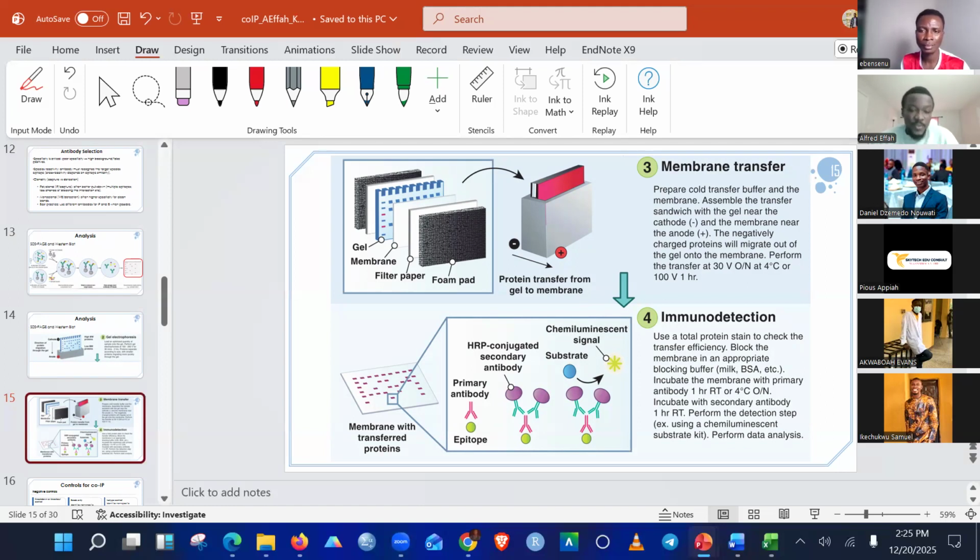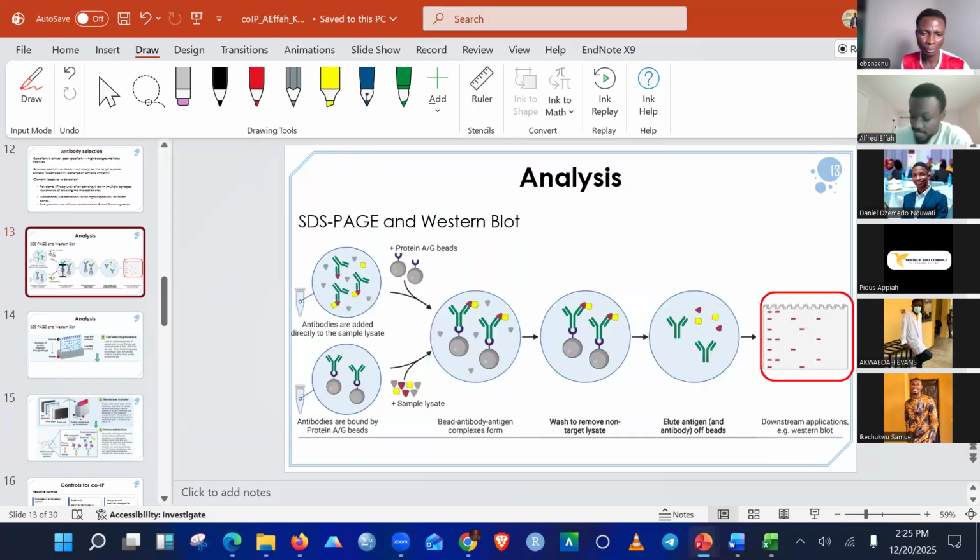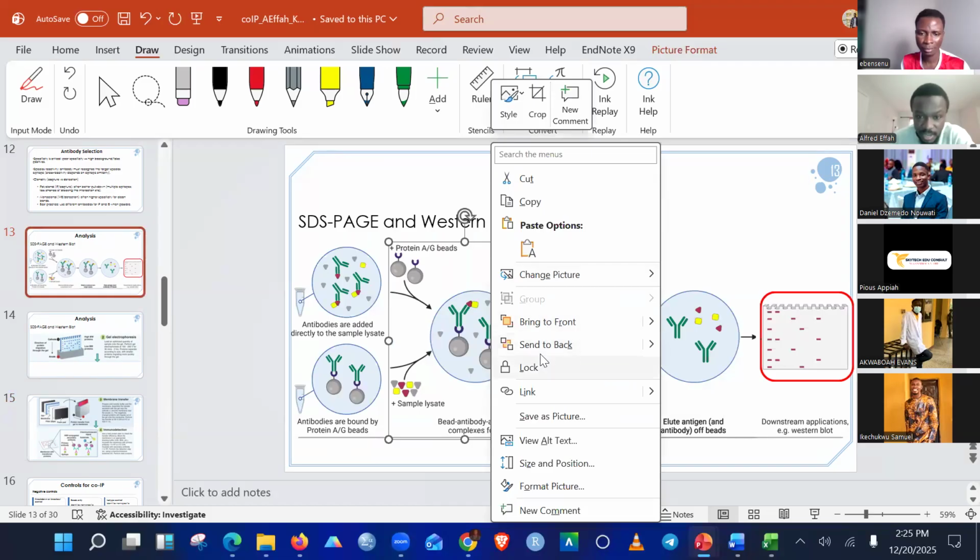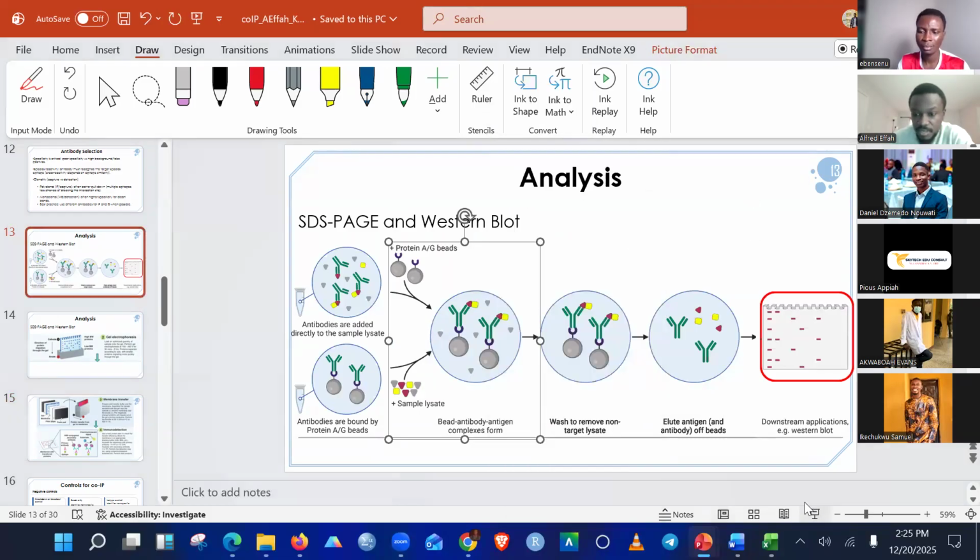So now, when you go back to this slide, you could see that, let me use a pointer. I don't know if you can see my screen. I can see your pointer.